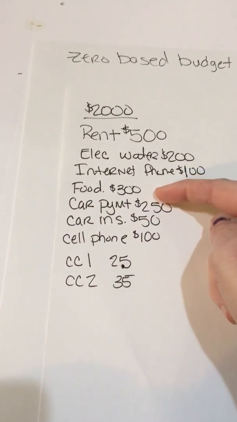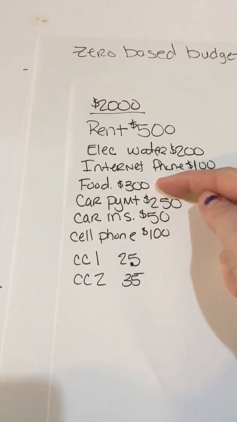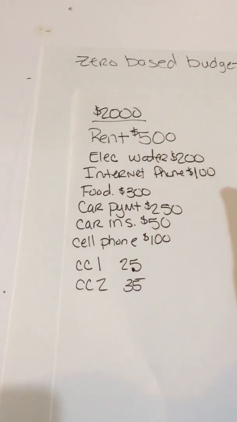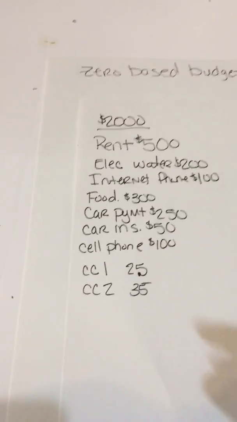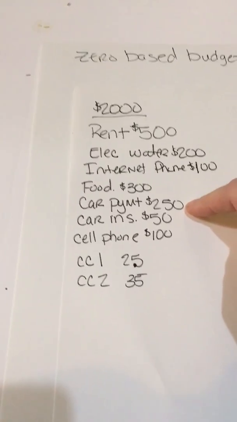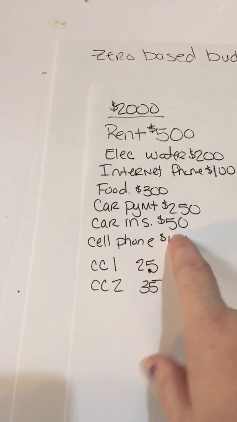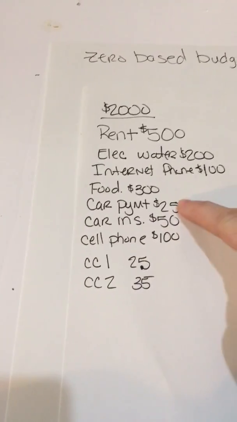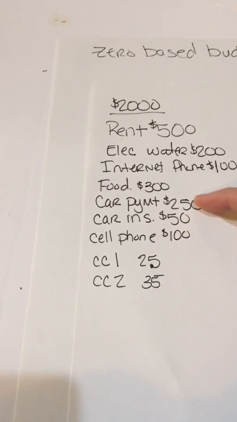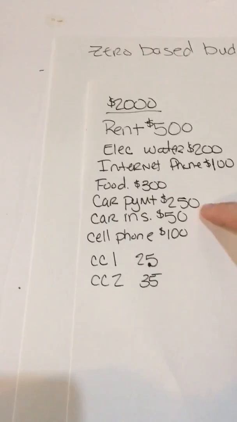Food is also going to come out before you pay your credit cards because you have to eat. $300 for this, that'll vary, and we'll talk about that category alone later on because there's lots of things that help that category. Car payment, not everybody has a car payment, but for our purposes we do. $250 a month. Car insurance, also another necessity. You have to have car insurance legally. So car insurance is going to be budgeted in there. If you pay it every 6 months or something like that, we'll talk about how to deal with that.